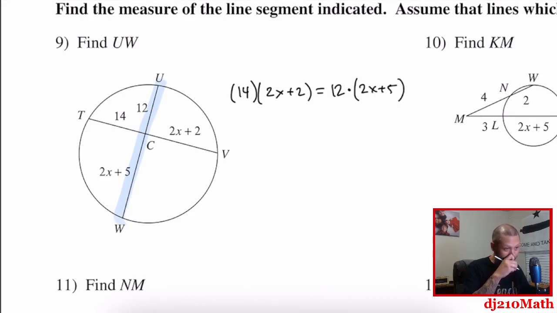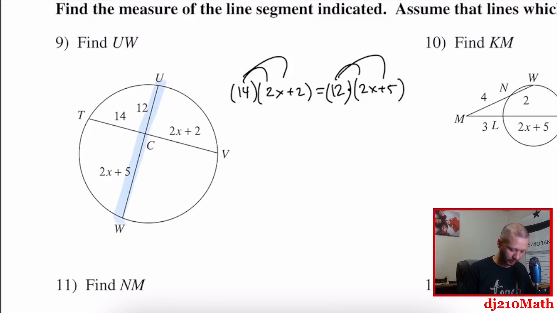There's no particular reason why I used parentheses first and then I didn't the second time, so I'll just keep it consistent. Okay, so let's distribute. This is going to be 28x + 28. This is equal to 24x + 12 times 5, which is 60.